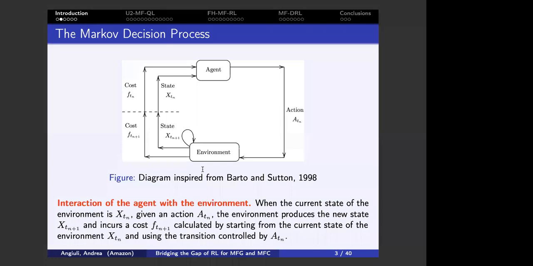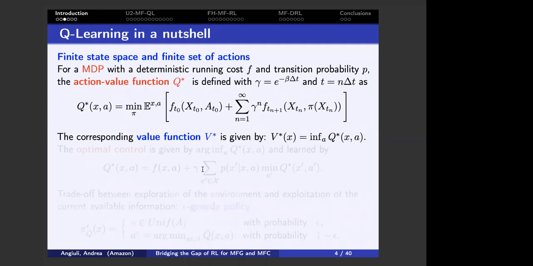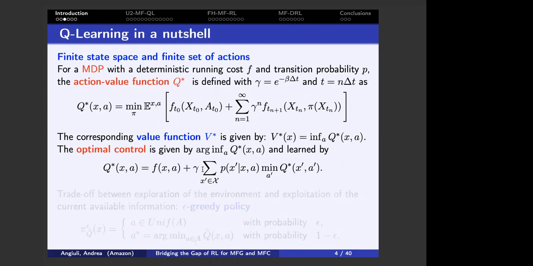One of the most popular algorithms that has been used for years now to solve a Markov decision process in the case of finite state and action spaces is called Q-learning, and it is based on the action value function Q star. It is defined as the minimal cost that will be incurred by the agent if, given the initial state equal to x and initial action equal to a, it will optimize its own policy starting from time 1 up to infinity. Now, this function can easily be reconnected to the classical value function of optimal control theory by applying an inf operator. But what is more interesting is that we can extrapolate the optimal policy by applying an arg-inf operator.